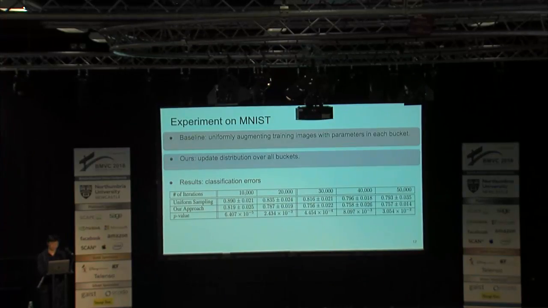The baseline just uniformly augments training images with parameters in each bucket, while our method updates the distribution of all buckets. We run the experiment 10 times and we achieve lower error than the baseline. And when the number of iterations is smaller, which means using fewer training data, our improvement over the baseline is more significant.